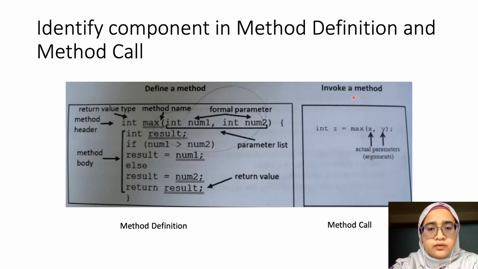Okay, as for invoke a method, kalau ada perkataan invoke ni maksudnya dia adalah method call. Okay, kat sini kita akan pass the actual parameters, ataupun nama glamour dia, argument.